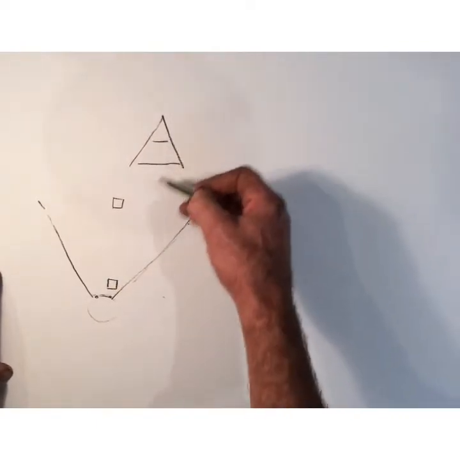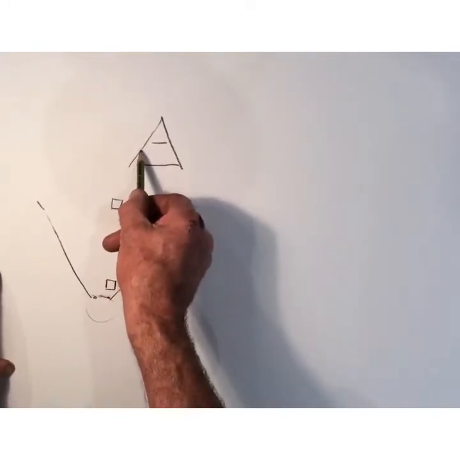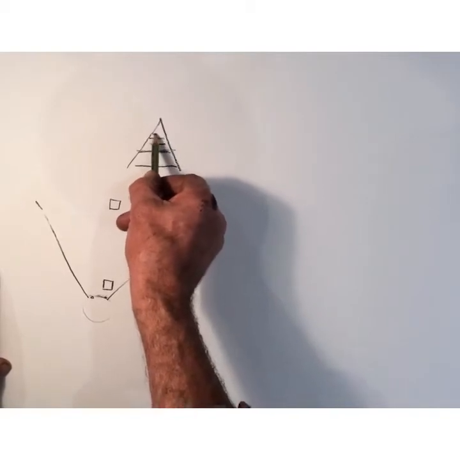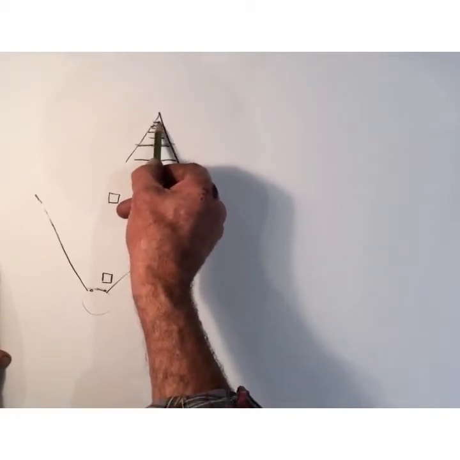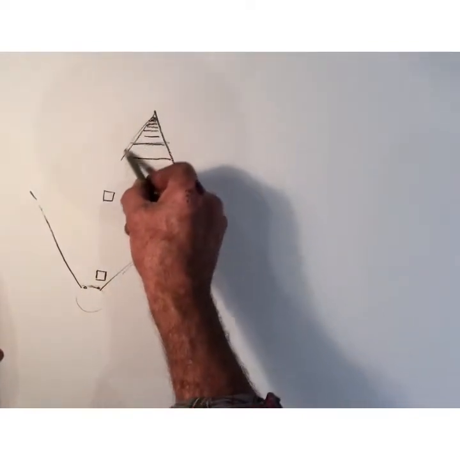Things that go into the distance appear to get smaller, and parallel lines, as they go to the distance, appear to get closer together. That's perspective.